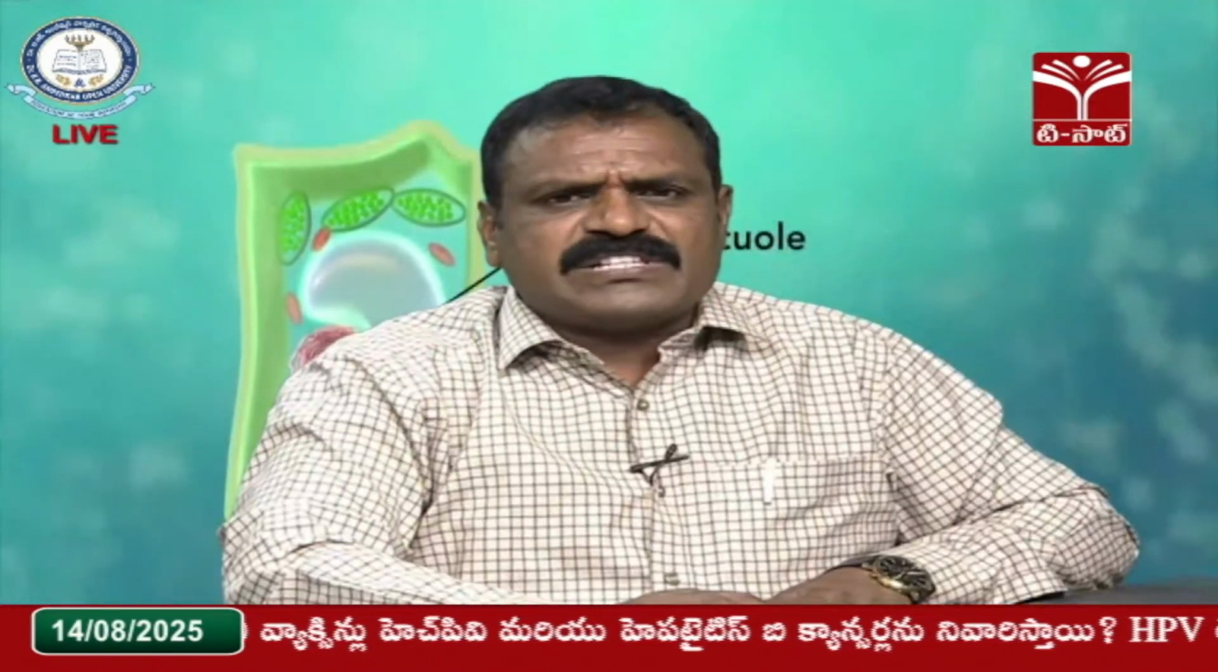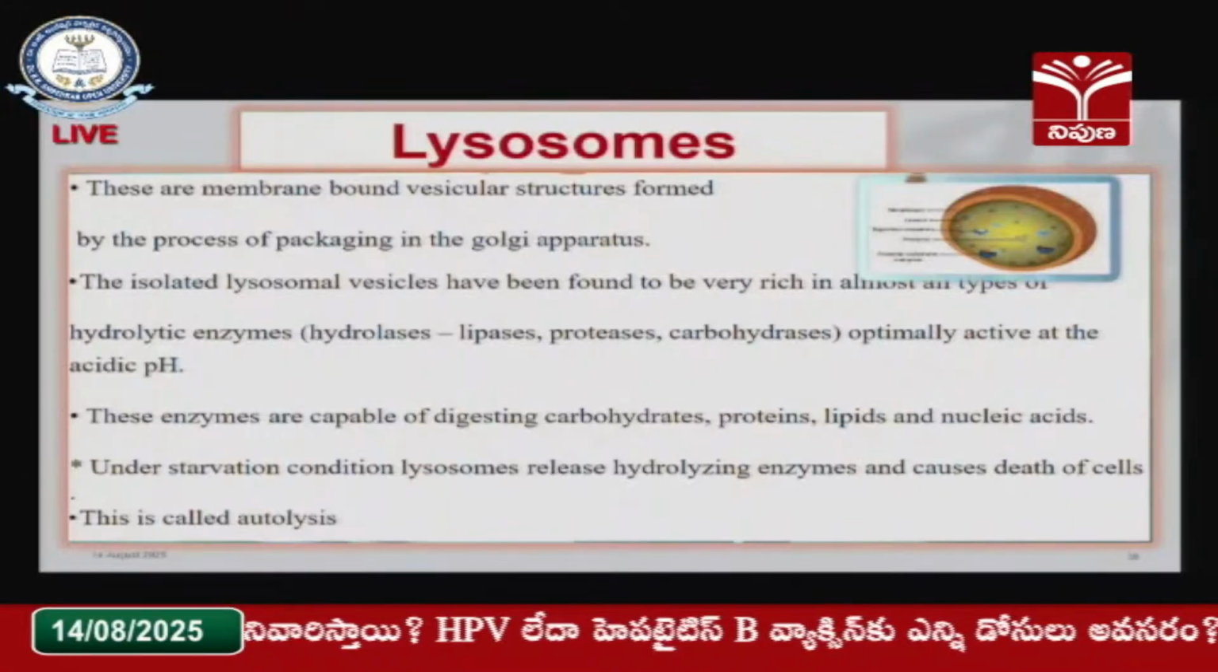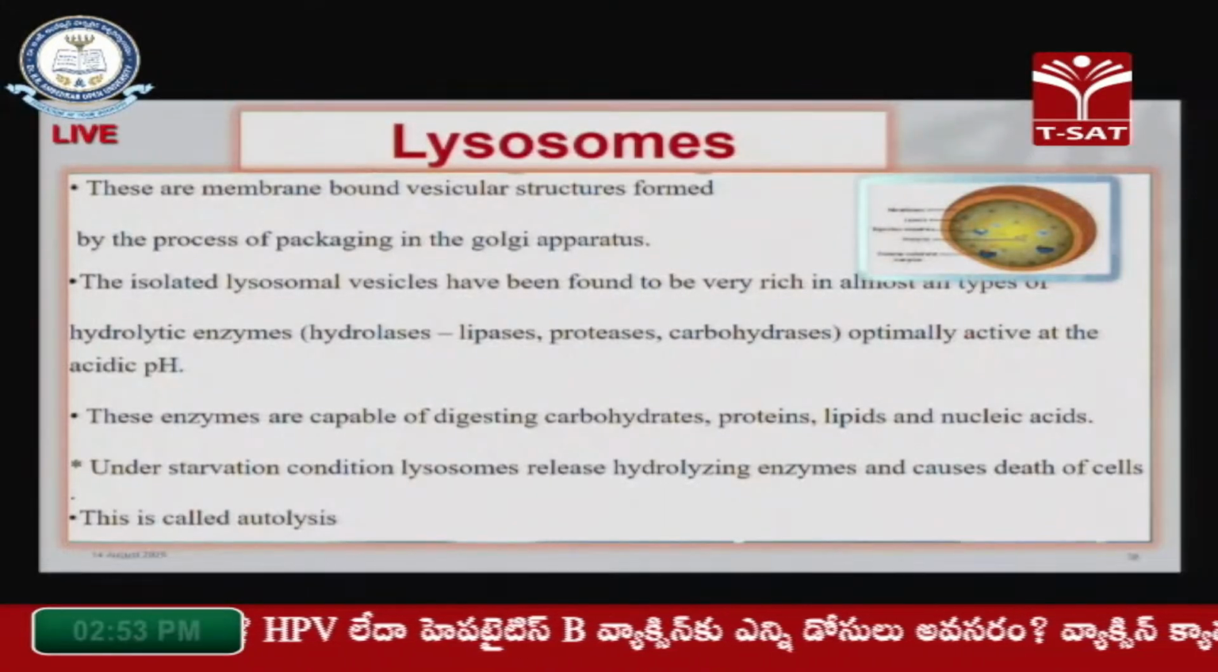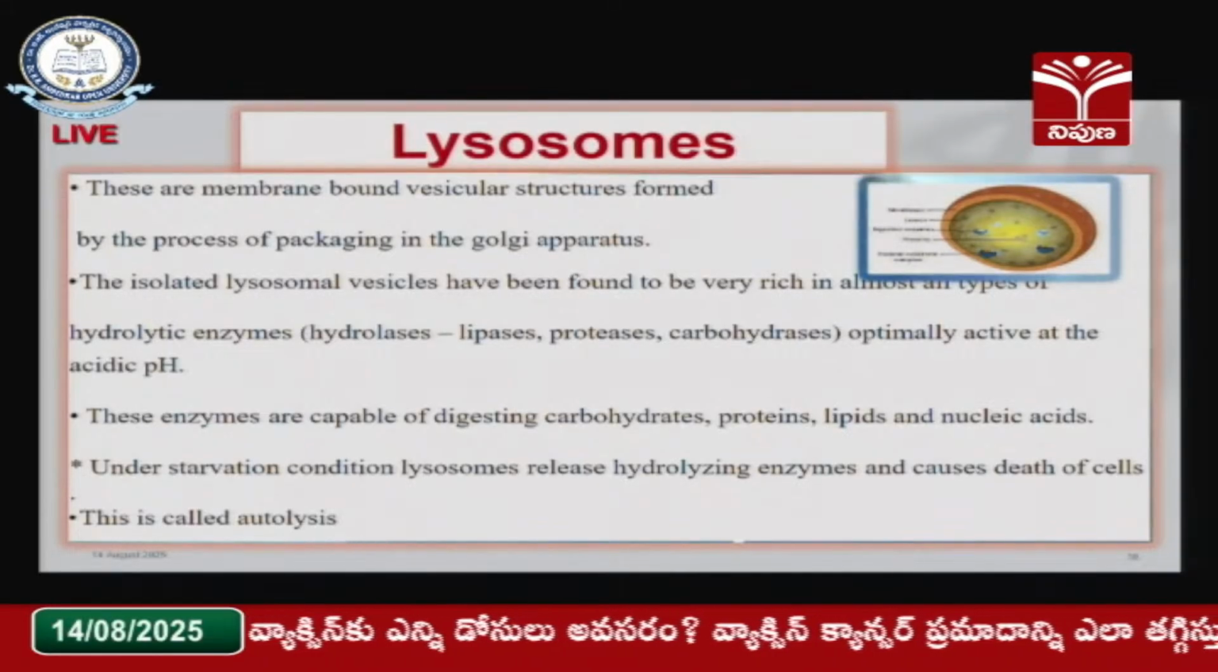Continue with lysosomes. Another most important cell organelle is the lysosome, which is present in all types of eukaryotic cells, both plant cells and animal cells. Lysosomes can also be called the suicidal bags of the cell. These lysosomes were discovered by a scientist, and they contain different types of enzymes.